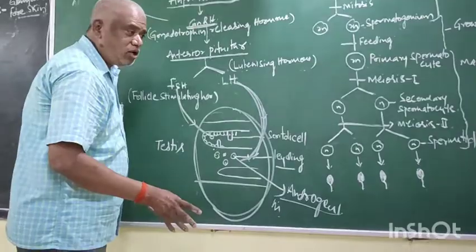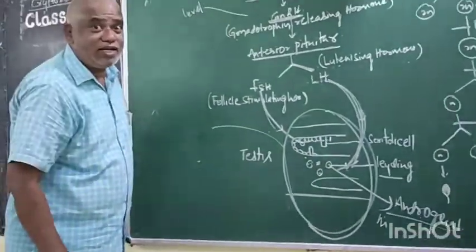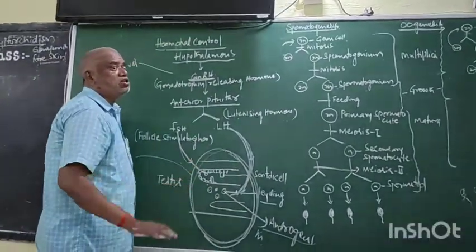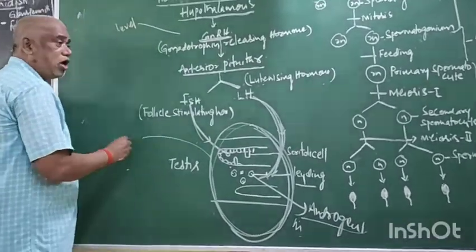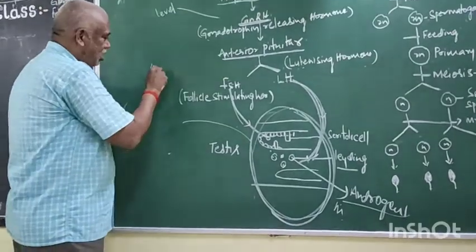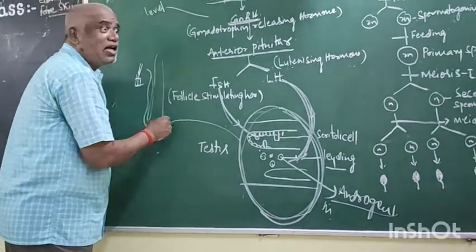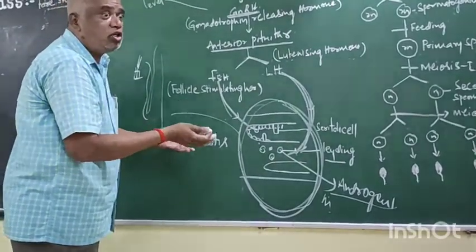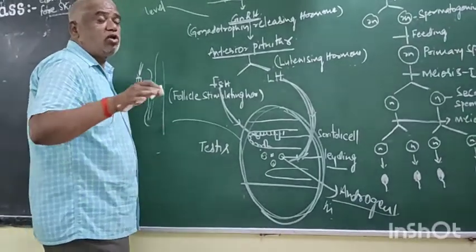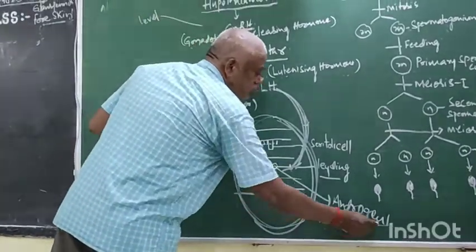These androgens are required for growth of secondary sex organs. What is this? The testis is the primary sex organ. Secondary sex organs may be the vas deferens, epididymis, penis, accessory glands. The growth and function of secondary sex organs is under the control of androgens.